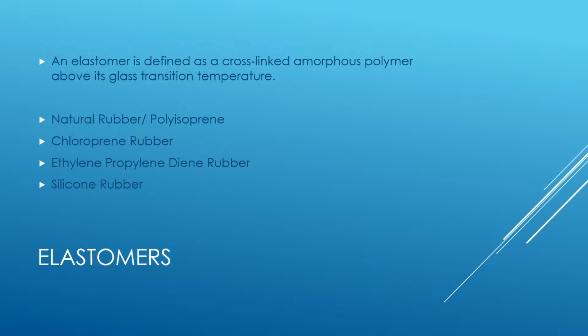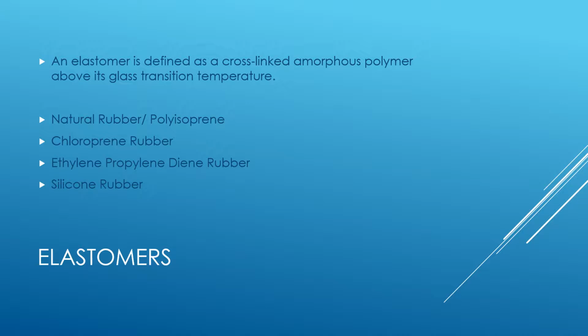This is a lightly cross-linked polymer, not to the same degree of cross-linking as other thermosets, and it makes sense that it is above the glass transition temperature because anything below this and the polymer will have different properties, and these will be non-elastic properties.